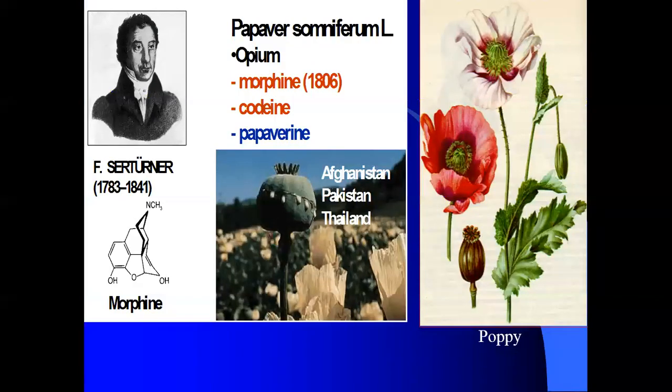Now, morphine, codeine, and papaverine are actually derived from the opium plant, and this opium plant is more commonly grown and cultivated in Afghanistan, Pakistan, and Thailand. It is a poppy flower, and we get morphine, codeine, or papaverine from it by making an incision within the plant.